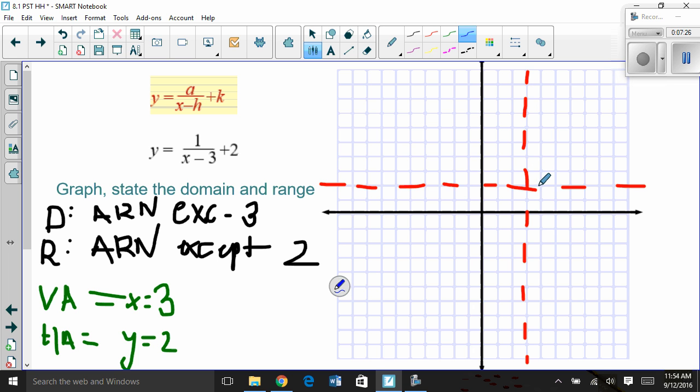So let's do 4. If we plug in 4 over here, we get 4 minus 3 is 1. 1 divided by 1 is 1. So 1 plus 2 is 3. So we'll get 4, 3.